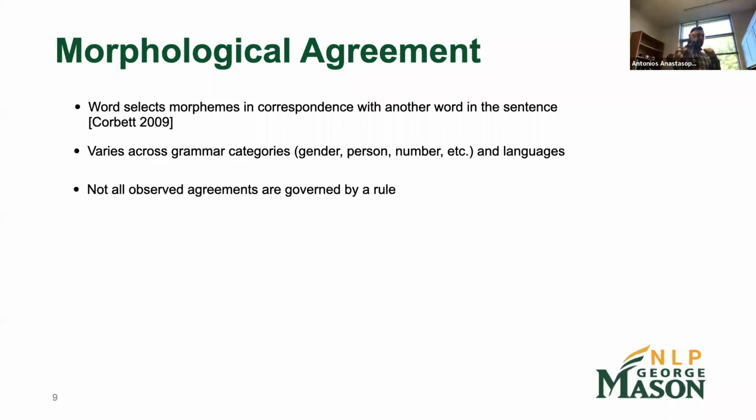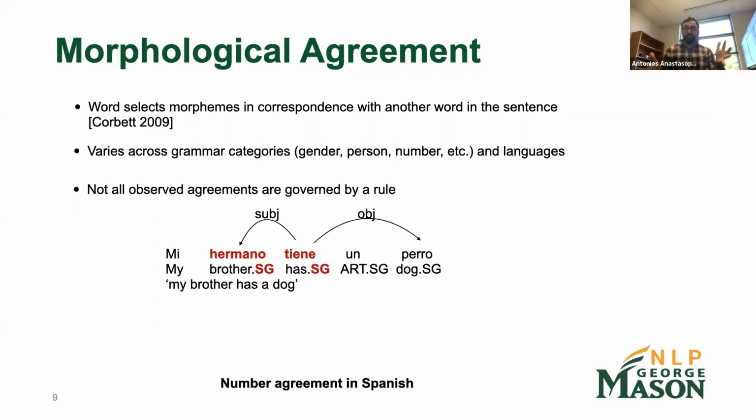But there's a crucial point here: if we have a bunch of data, there's going to be a lot of agreements throughout the sentences, but not all of them are governed by a rule. Let me show you an example. Let's say we have this Spanish sentence, "mi hermano tiene un perro." That means "my brother has a dog." The order of the words is exactly the same as in English. And you'll see that hermano, tiene, un, and perro are all in the singular number.